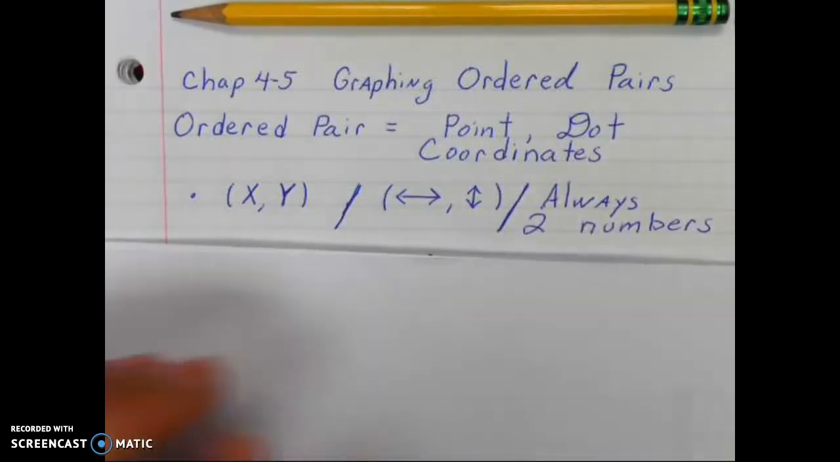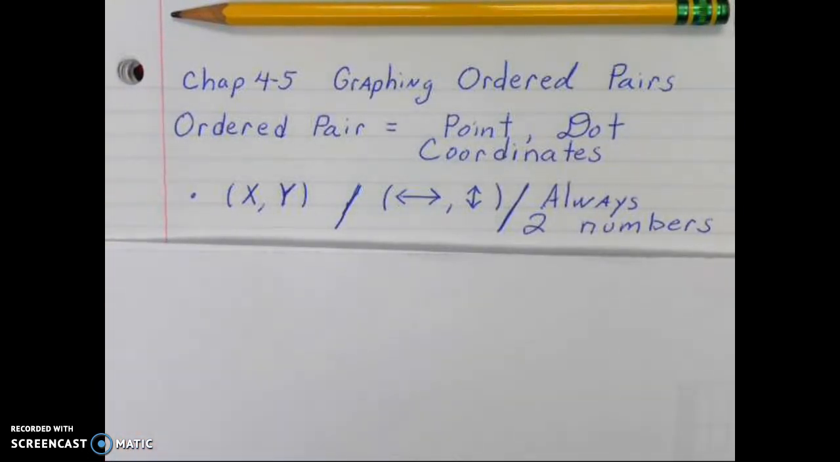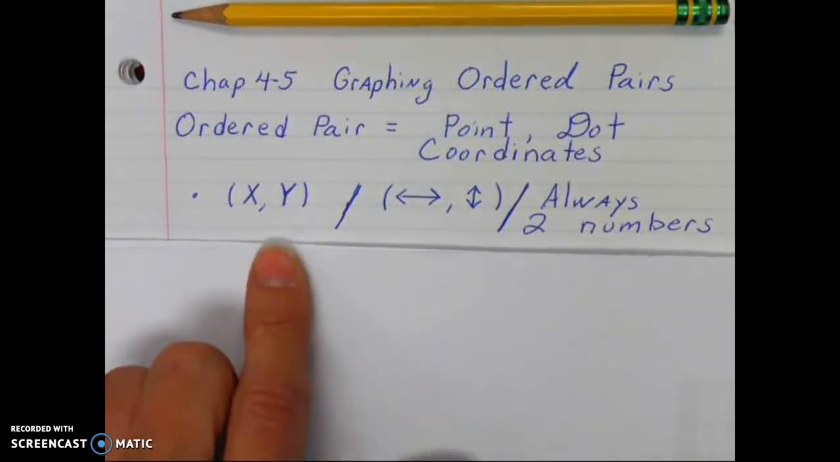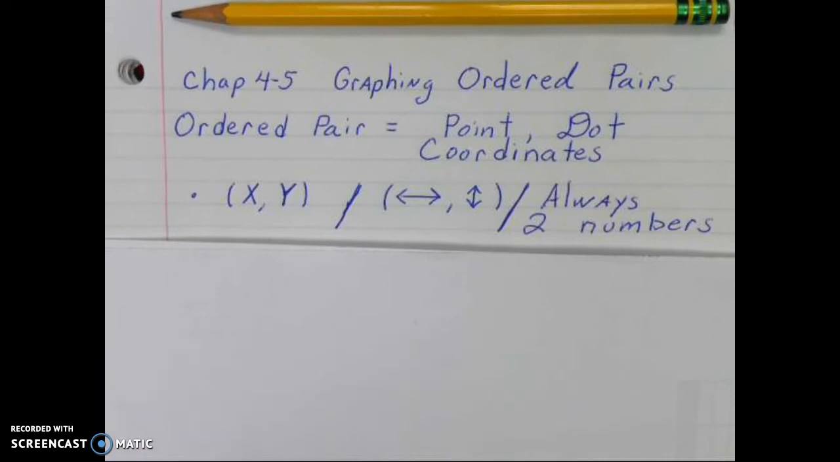Why is it called ordered? Well, it's called an ordered pair because it's in alphabetical order. If you look down here, you have an X, then the letter Y. An X comes before Y in the alphabet. So that's why it's called an ordered pair. They always have to go in this sequence.